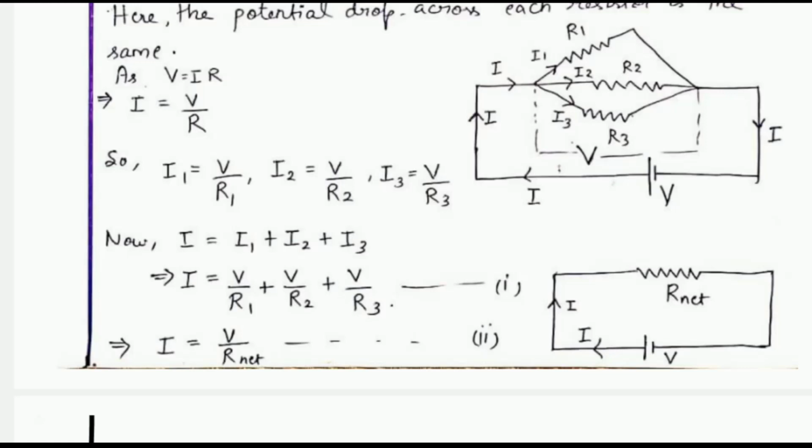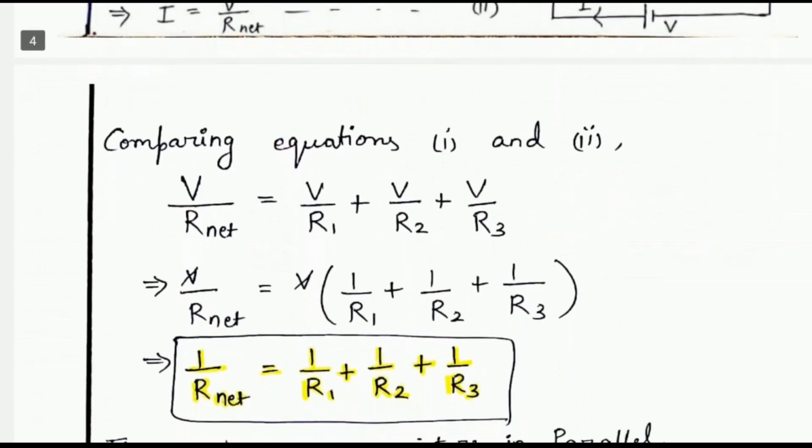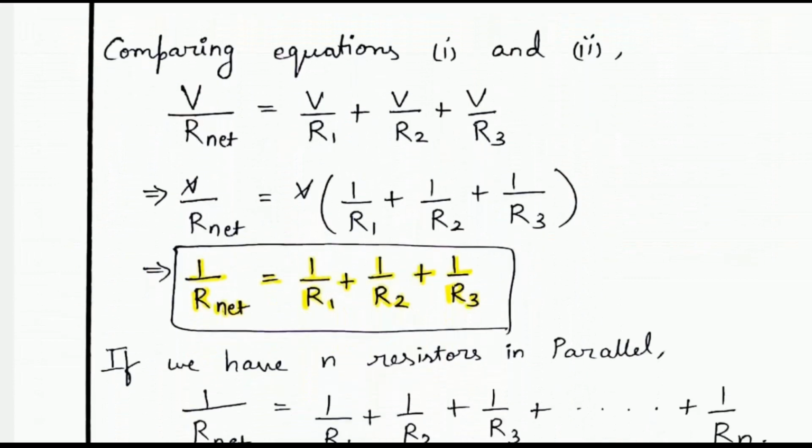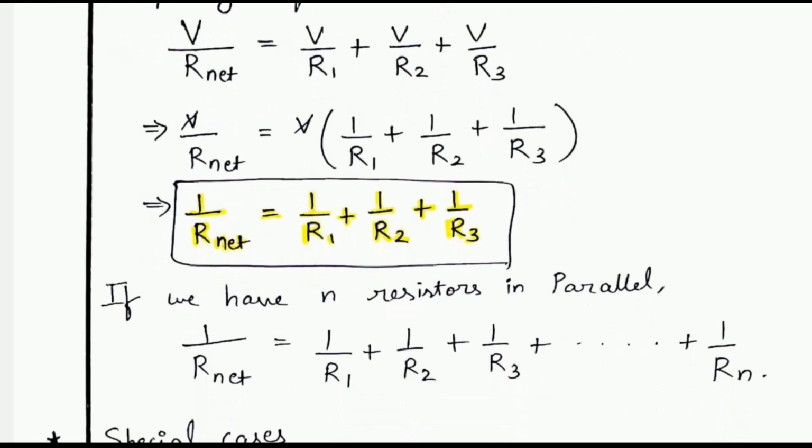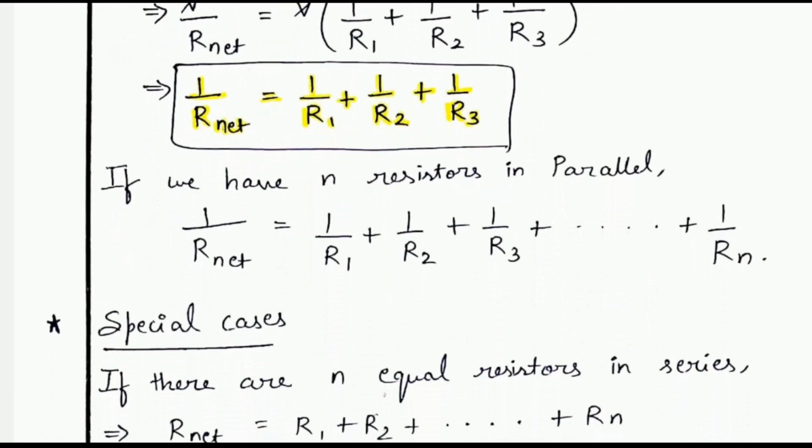Now suppose we replace the 3 parallel resistors with a net resistance, that is R net, where current I is flowing through it. So here I will be V by resistance, that is R net. So I will be equal to V by R net. Now if we compare these two equations, we are going to get the result of parallel combination. So V by R net will be equal to V by R1 plus V by R2 plus V by R3. Now take V common from the RHS and cancel it with the V of LHS. So our 1 by R net will be equal to 1 by R1 plus 1 by R2 plus 1 by R3. So if we have n resistors in parallel, then the inverse of net resistance, that is 1 by R net, will be 1 by R1 plus 1 by R2 plus 1 by R3 till 1 by Rn.